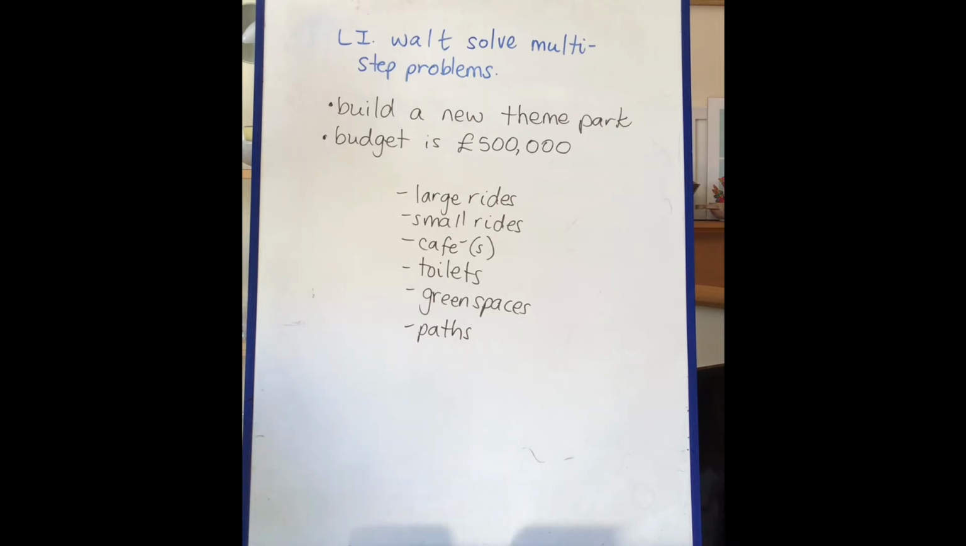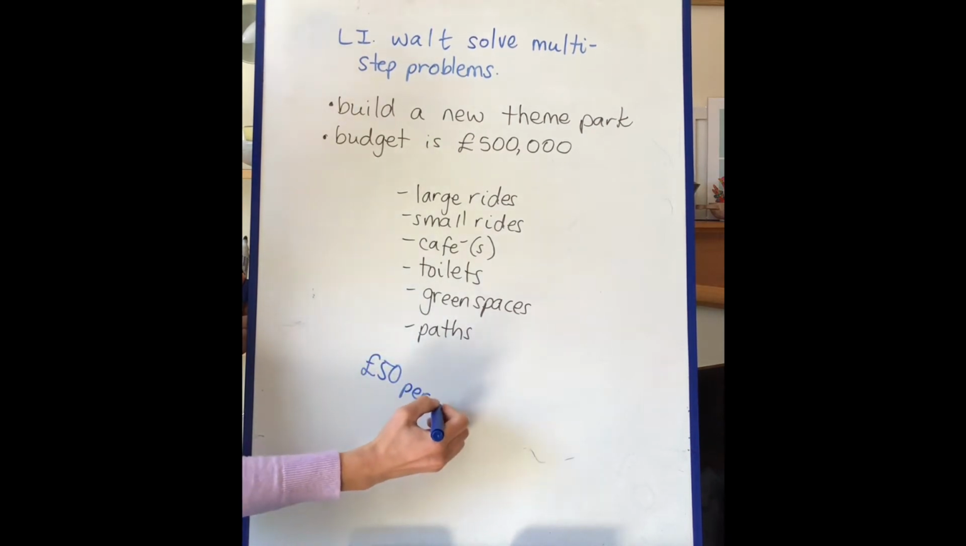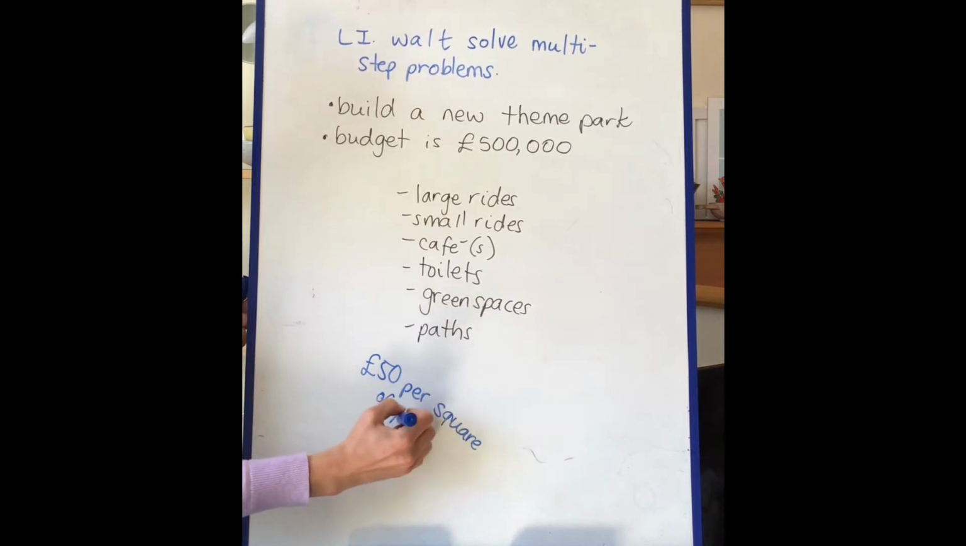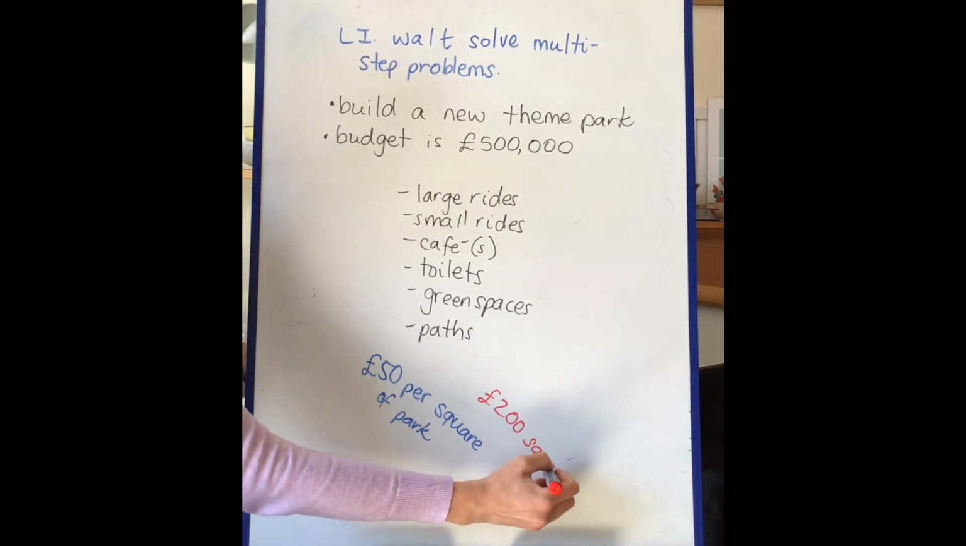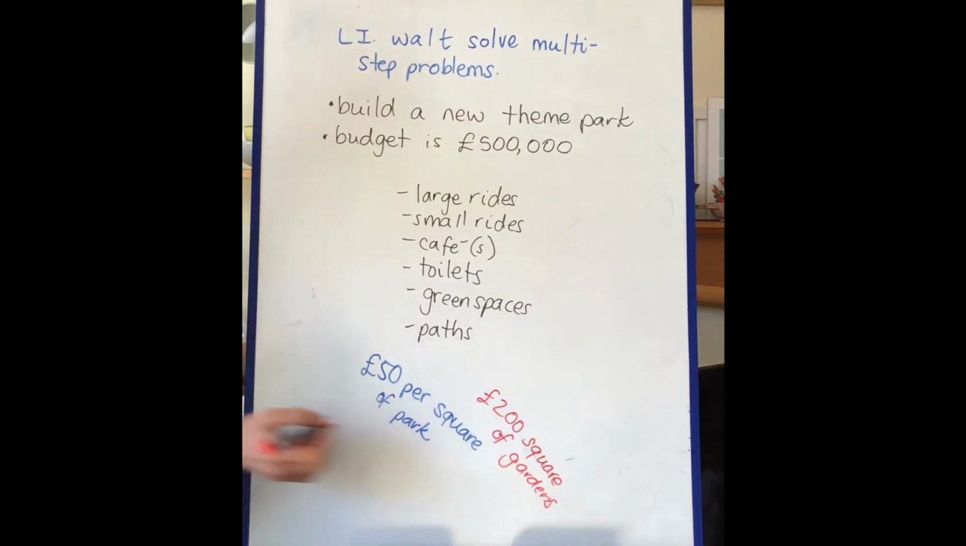All right, so the estimated cost is going to be about £50 per square of park. Okay, and about £200 per square of garden. 200, yeah. Okay, so that's what we're working with to start.